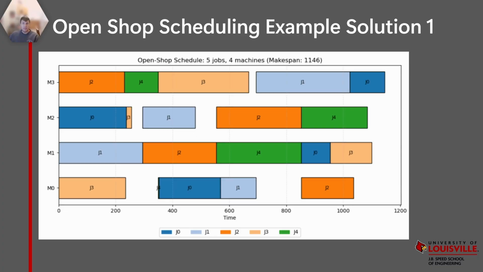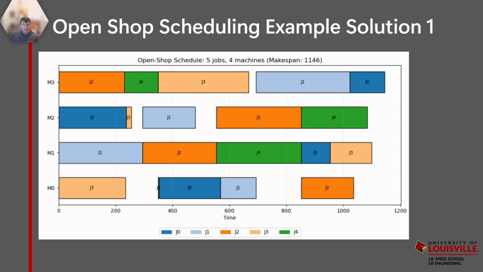Right, here is an example solution to the problem that we just viewed. And what you see right here is a Gantt chart. Each block on the Gantt chart represents a job, and it's the job's runtime. If you notice, the makespan is 1146, and machine 3 takes the longest to complete all of its jobs. And so machine 3 is what's contributing to the makespan here.